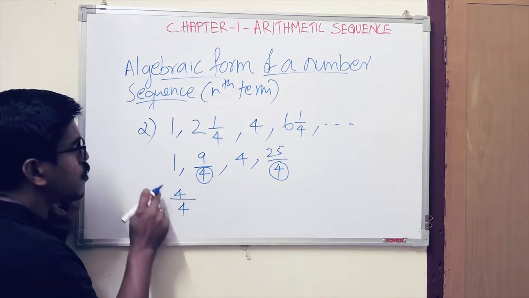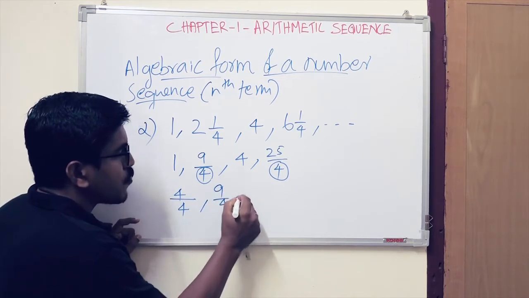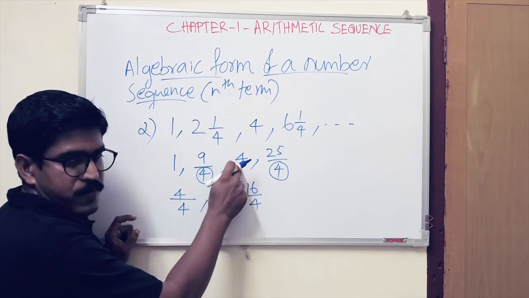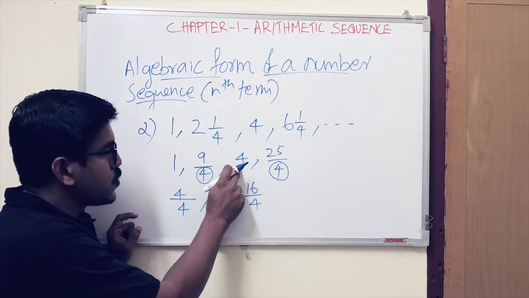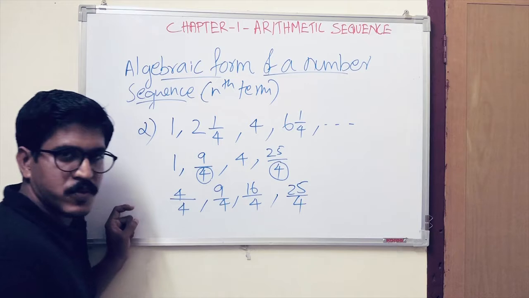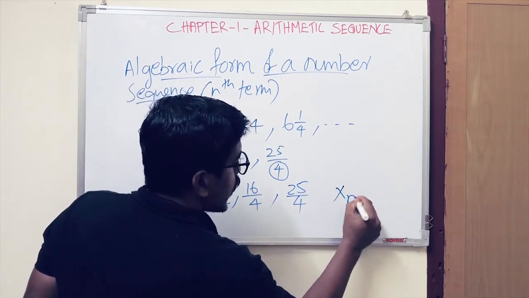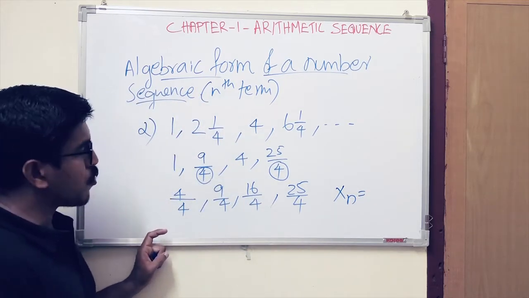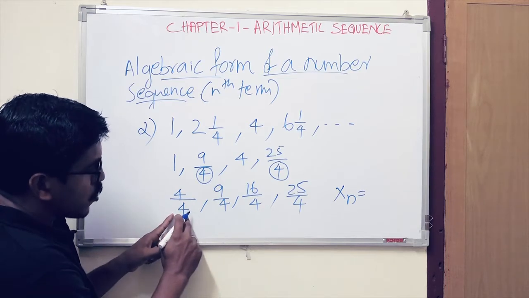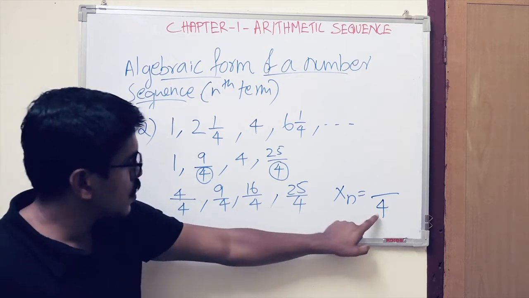So 4 by 4, we got the value 1. Then the next term 9 by 4, 16 by 4, and 16 divided by 4, we got 4. So the number is not changing, and 25 by 4 here. Now we can find out the nth term or algebraic form of this number sequence. Here you can see the denominator is constant, that is 4. We can write this here like this.